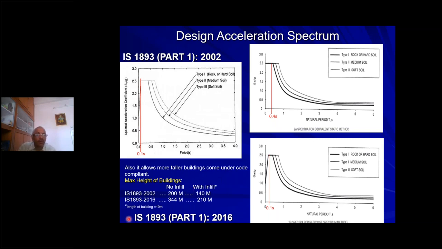Here you can see the maximum height of the buildings with no infill and with infill, in comparison. As per the old code of practice, the maximum height of the building up to which the code is compliant is 200 meters only. You may construct more than 200 meters, but our IS code was silent on that. With infill it was 140 meters. But now in the new code of practice, because of the change in the time period to 6 seconds, we'll see in the next few slides, you can bring the building's height up to 344 meters into the code compliance. With infill, it was made 210, from 140 to 210 meters. So these are the effects of the changes in the response acceleration spectrums.